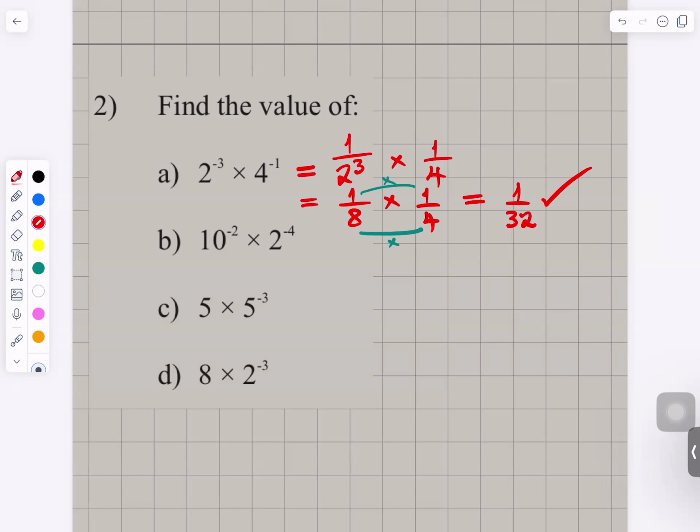And for the second question, 10 to the minus 2 is 1 over 10 squared times 2 to the minus 4, which is 1 over 2 to the power 4. 10 squared is 100, so it's 1 over 100 times 1 over 2 to the power 4. 2 times 2 is 4, 4 times 2 is 8, 8 times 2 is 16. Multiply the numerators: 1 times 1 is 1. 16 times 100 is 1600.